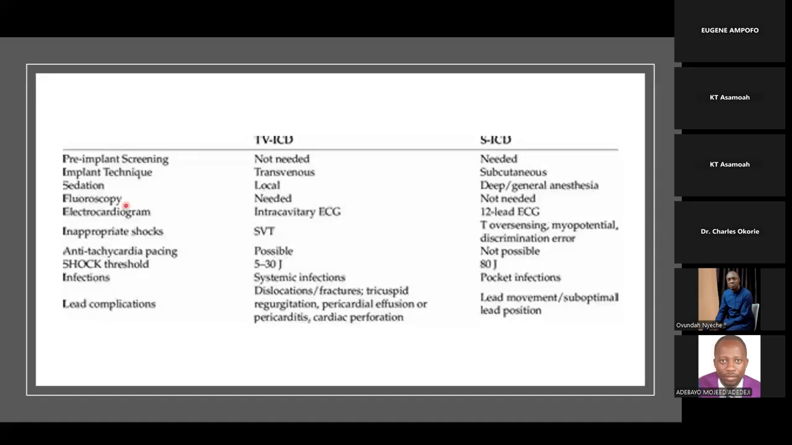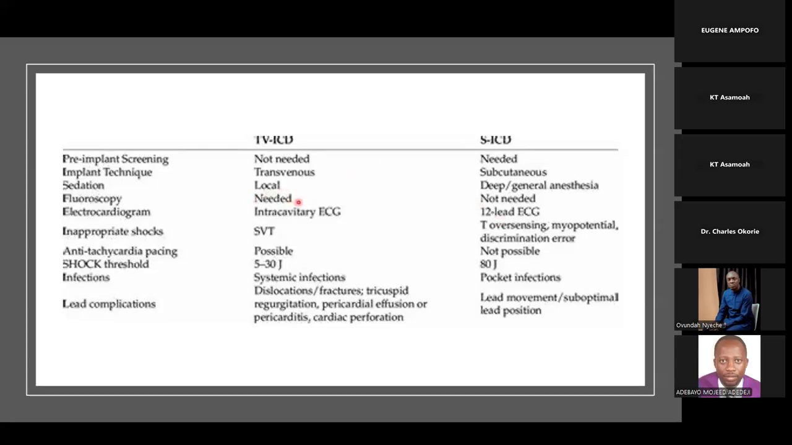So here we have a comparison between the transvenous and subcutaneous ICDs. For transvenous, you can do it under local anesthesia because once you're in the vascular space, there are no pain receptors in there, so the patient doesn't feel pain. But subcutaneous ICD will probably have to be under deep anesthesia because all your dissection and manipulation is within the subcutaneous tissue, which is rich in nerve endings. So that will tend to be more painful.